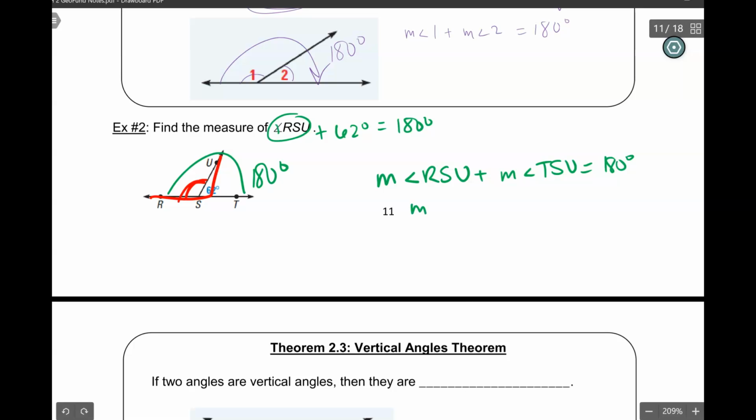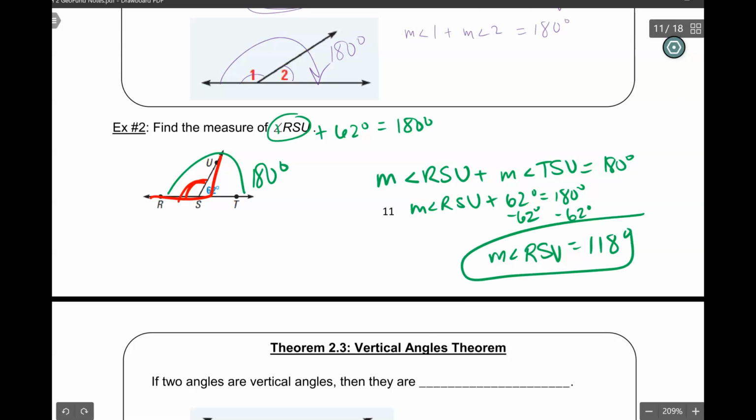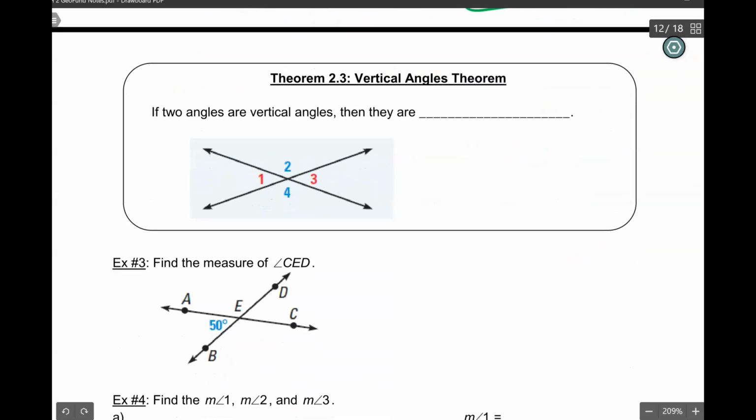All right, so let's plug in the thing that we know. The measure of TSU is 62 degrees. So if I subtract 62 degrees on both sides, I get the measure of angle RSU is going to be 118 degrees.